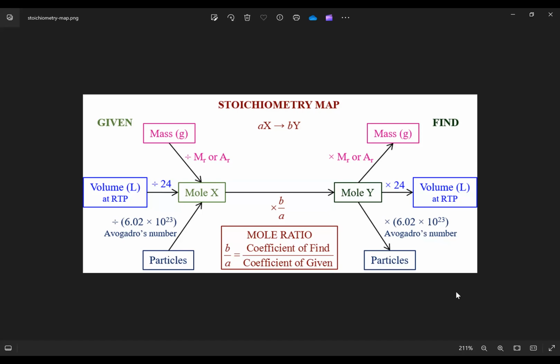It's a stoichiometric map, but it's a very, very small one because we have just two compounds, one reactant and one product. We have A and we have the product B. If we have mass and volume and particles, we still didn't study this. We still have to study this. And we have small things. We have to finish it. And this is the mole ratio.